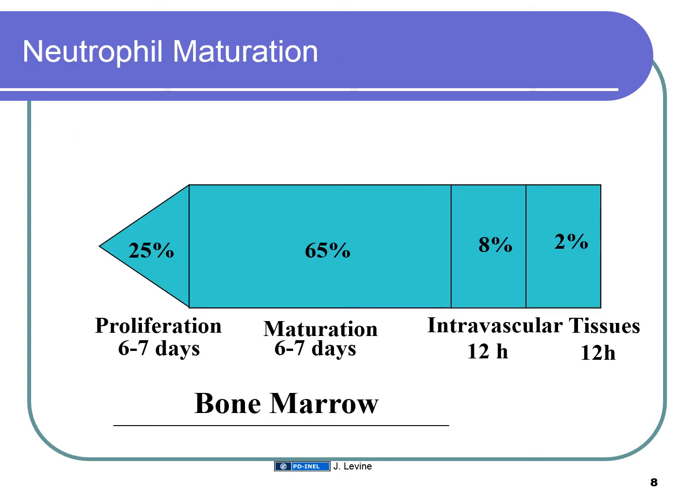This slide shows how and where the neutrophil goes through the proliferation and maturation stages. The proliferation and maturation stages take place in the bone marrow. The proliferation takes about 6 to 7 days, and the maturation takes about 6 to 7 days, and the remaining mature forms extravasate to the peripheral circulation. 8% of them are intravascular and 2% of them go to the tissue compartment.